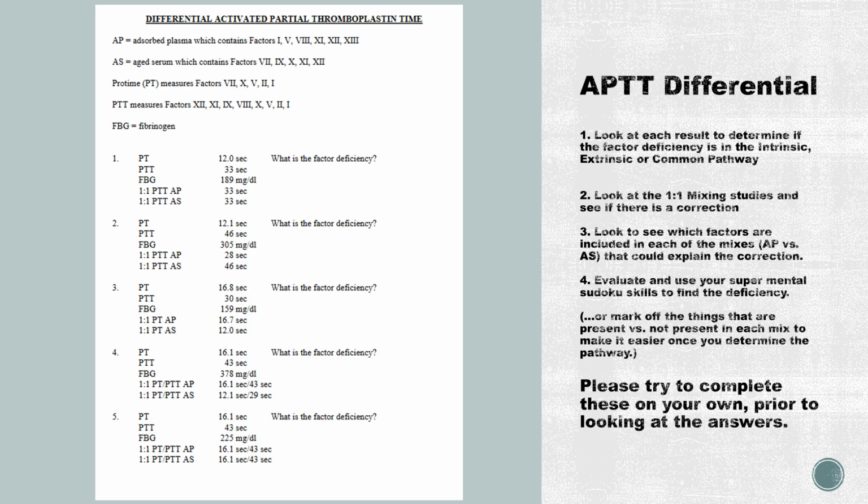So honestly, I don't see any abnormal values. Fibrinogen looks fine. There was no correction, but of course it wasn't prolonged to begin with. So I'm going to give you the first one for free. I don't think that there are any factor deficiencies in number 1. Now let's look at the second problem.